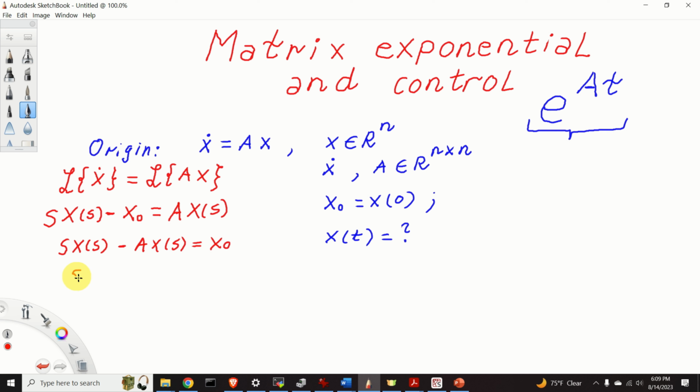Okay, now, since x is a vector, we can write the left-hand side like this: s I minus A, times x of s, is x0. From this equation, we can express x of s as the inverse of s times the identity matrix minus A, times x0. Here, to repeat, I is the identity matrix.